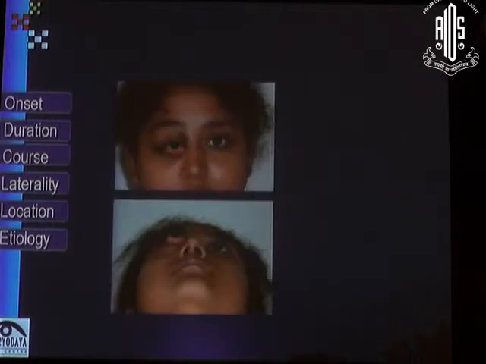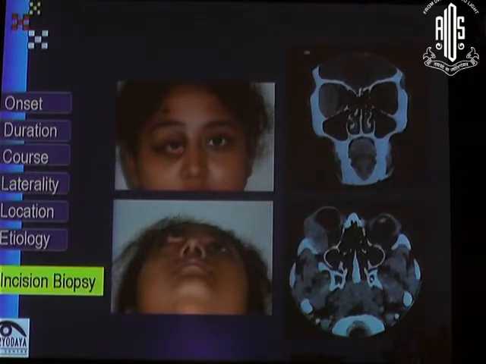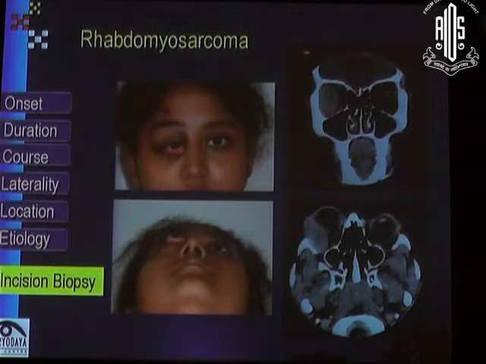Another girl, she's again 15 years old. She was supposed to appear in her class 10 exams this year, but presented with a very rapidly growing swelling over a period of a month with non-axial proptosis, a very firm mass lesion here, and this is what the CT scan shows. A very well circumscribed lesion in the lateral part of the orbit, extending posteriorly, but there is no bone involvement. So we did an incision biopsy here again, and it turned out to be a rhabdomyosarcoma.